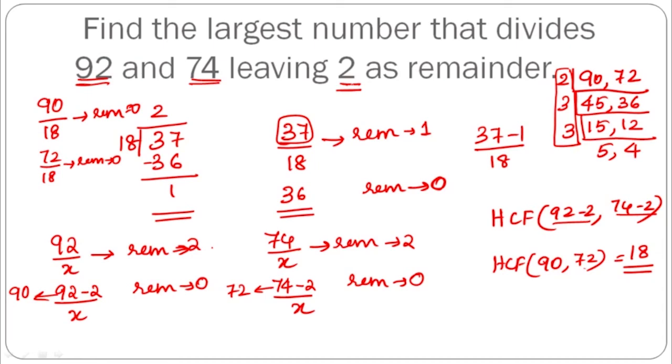I hope it's clear. So the rule to keep in mind is, whenever they are asking you to find out the largest number that will divide any two given numbers leaving a particular remainder, all you have to do is subtract the remainder from those numbers and find out the HCF of all those numbers, and you will get your answer.